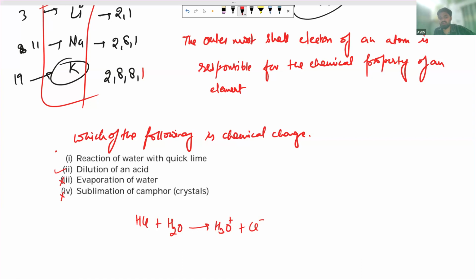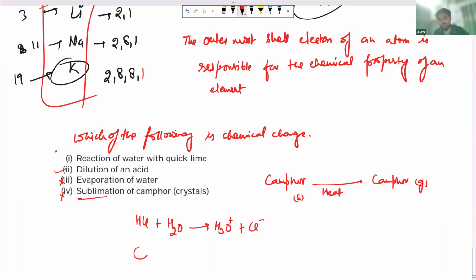Sublimation of camphor crystals. Sublimation means change in the state. We have solid camphor, and when you heat it, it directly changes from solid into gas, camphor gas. So no new substance is formed. It is just like converting ice into vapor. So still no substance is formed. This is a physical change.